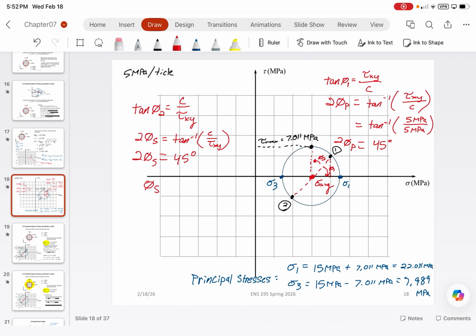So the rotation we would need would be 22.5 degrees. I'm trying to remember this because it's been such a long time since I've actually done it. No, it's right. Yes, theta P would just equal 22.5 degrees.